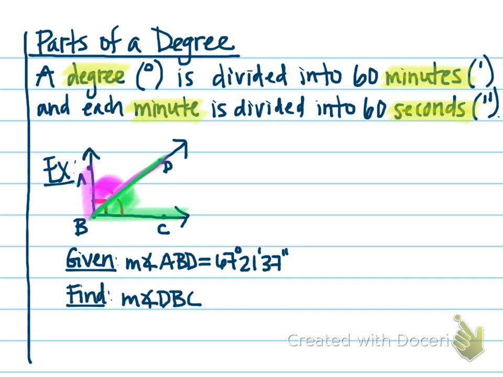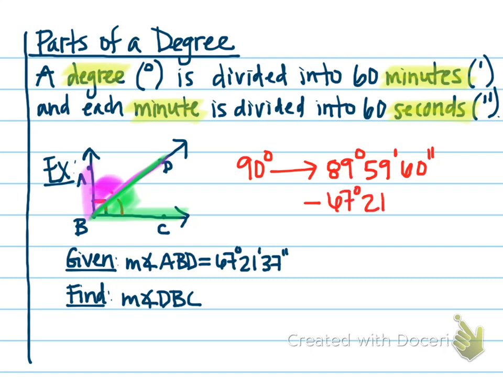So let me rewrite that because that was getting a little messy. We started with 90 degrees. We want to rewrite that so that it's in degrees, minutes, and seconds. So we said we're going to take one from the degrees. So now we have 89 degrees. We still have another degree left, which is 60 minutes. But we're going to take one from there, so we only have 59 minutes. And then that last minute, we're going to write as 60 seconds. Now I can subtract that 67 degrees, 21 minutes, and 37 seconds.